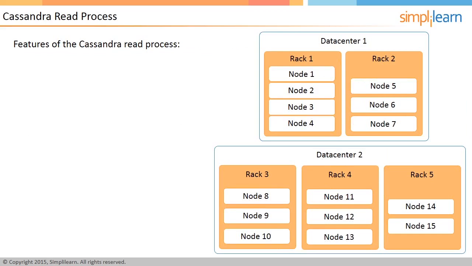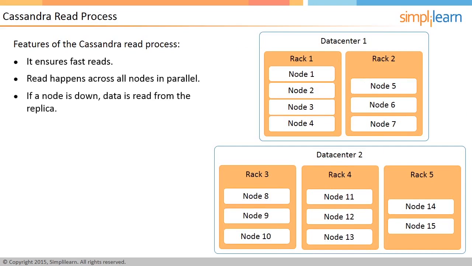The Cassandra read process ensures fast reads. Read happens across all nodes in parallel. If a node is down, data is read from the replica of the data. Priority for the replica is assigned on the basis of distance.